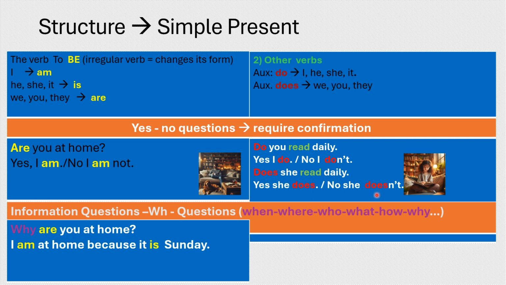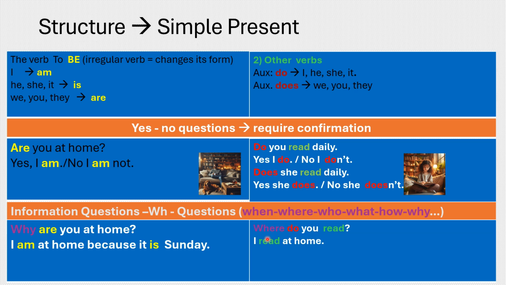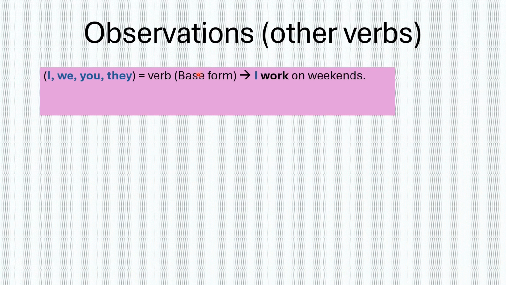In the case of WH questions, we use the WH words at the beginning of the sentence, and we use the auxiliary do. And we have, where do you read? I read at home. Finally, we have here some special observations about the other verbs. If I use the pronouns I, we, you, they, we just use the verb in its base form. For example, I work on weekends. However, when we use the third person singular, he, she, it, we add an s to the verb. So we have, he works on weekends.